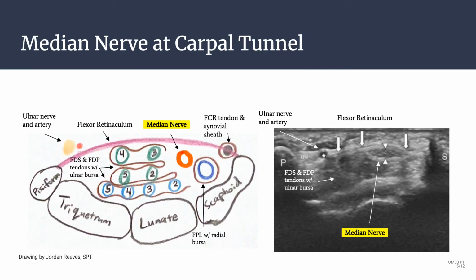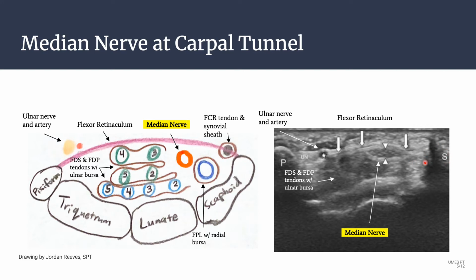So we're going to look at a side-by-side comparison of the drawing of the carpal tunnel and the ultrasound image of the carpal tunnel. Again, the median nerve is going to be superficial in the tunnel, right here, and it's going to be just deep to the flexor retinaculum. You are going to find that it is more hypoechoic inside the carpal tunnel, and you can see around the nerve that there's a hyperechoic border surrounding it.